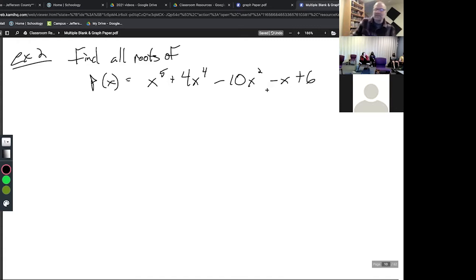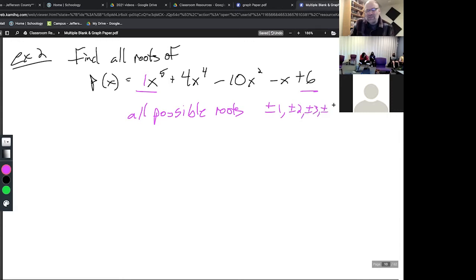Now if you remember the factor theorem, if you look at the constant coefficient and the leading coefficient, all possible roots are all the factors of this number divided by all the factors of this number. This number is just 1, so we can ignore that. So all the possible roots are positive and negative 1, positive and negative 2, positive and negative 3, and positive or negative 6. So there are 8 possibilities. And this 5 tells us that there are going to be 5 roots, so there are 3 that aren't roots for sure. Hopefully we won't be unlucky and pick those.